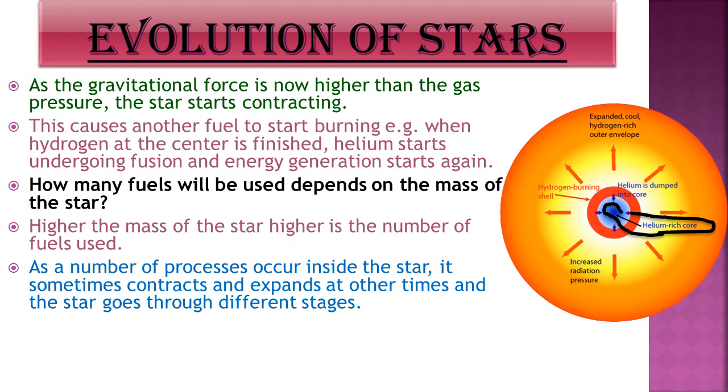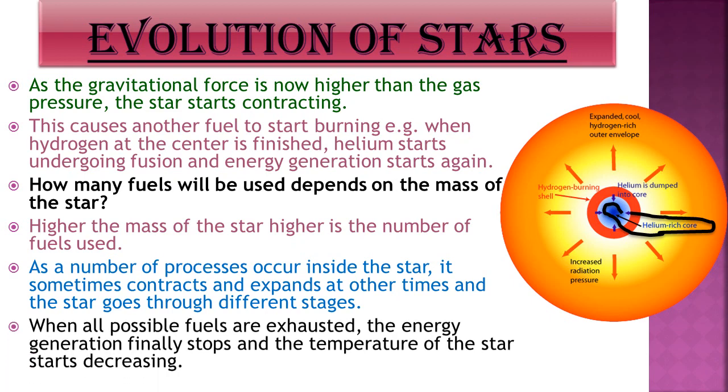So evolution of the star happens continuously during their lifetime, and the balance between the gravitational force and gas pressure keeps changing. When all possible fuels are exhausted, the energy generation finally stops, and the temperature of the star starts decreasing, and the balance between the gravitational force and gas pressure cannot be maintained. So students, let us now see how the evolution of the stars ends and what the end stages of stars are.